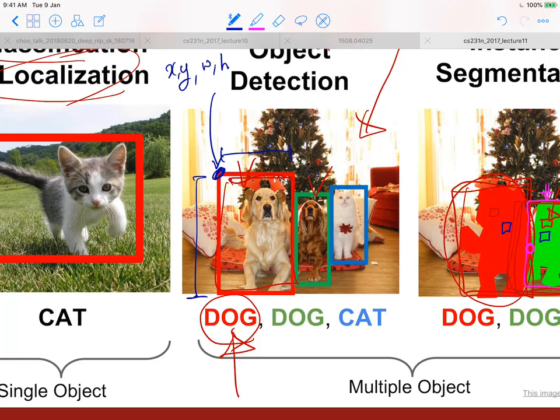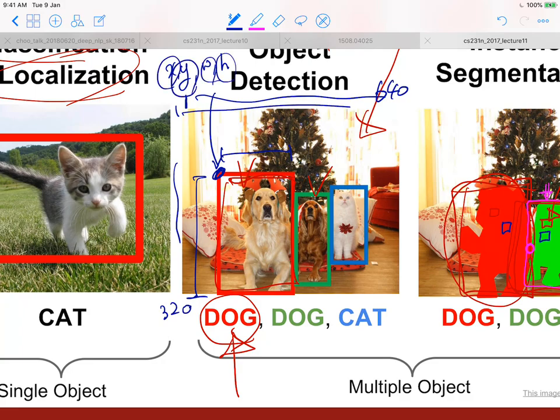So these four values will of course range from the first pixel position of 1 through maybe 640, and 1 through 320, in case our original image size is 640 by 320. So X and Y and also W and H will have this particular range, but we do not explicitly impose that kind of range on these possible values. We just apply the direct regression on X, Y, W and H by treating them as unlimited real values. Does it make sense?